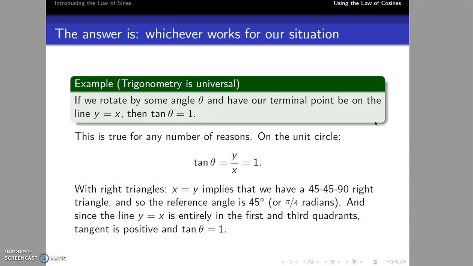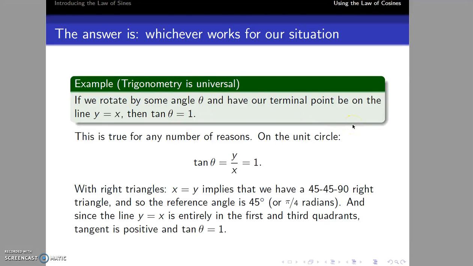And you can do it for any number of reasons, right? If you're on the line y equal x, then tangent of theta, using the unit circle approach, y over x, is just 1. Or you could have recognized, oh, y equal x, that puts me on a 45-45-90 right triangle. And so the reference angle is 45 degrees. I'm either in the first or the third quadrant. Tangent's always positive, so tangent has to be 1. Any of those reasons justifies what we set up here. Tangent of theta is 1.